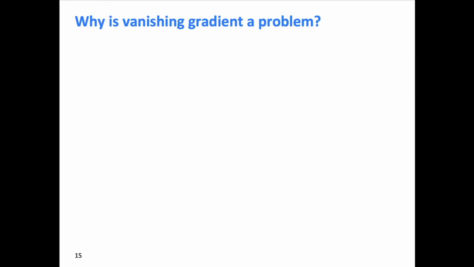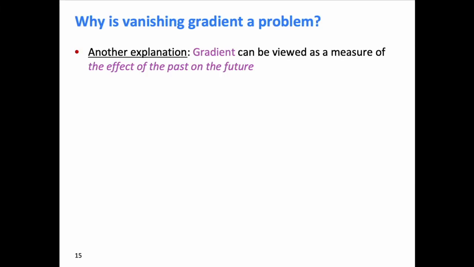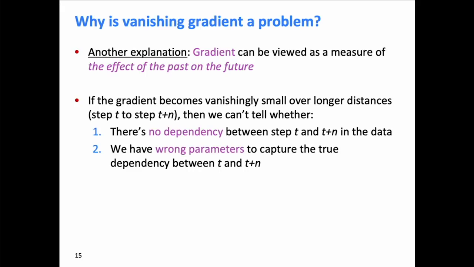Another way to explain why vanishing gradients is a problem is you can think of the gradient as a measure of the effect of the past on the future. We've already talked about this a little bit. The gradient is like saying if I change this weight or this activation a little bit, then how much does it affect this thing in the future? So in particular, if our gradient is becoming vanishingly small over longer distances, let's say from step t to step t plus n, then we can't tell which of two situations we're in.